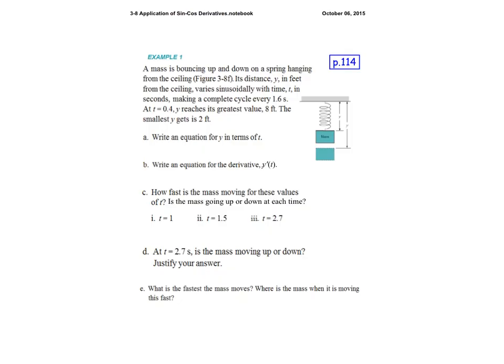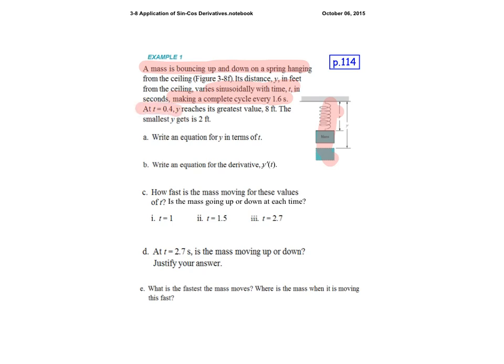Okay, this is my second time recording this problem, and the reason is the first time it took me over 8 minutes to do. I can't have that. So let's go over the problem real quick. We have a mass bouncing up and down. You see it right here. It's oscillating. It's either going to be a sine or cosine. Time is t in seconds. The period is 1.6 seconds because a complete cycle happens every 1.6 seconds.